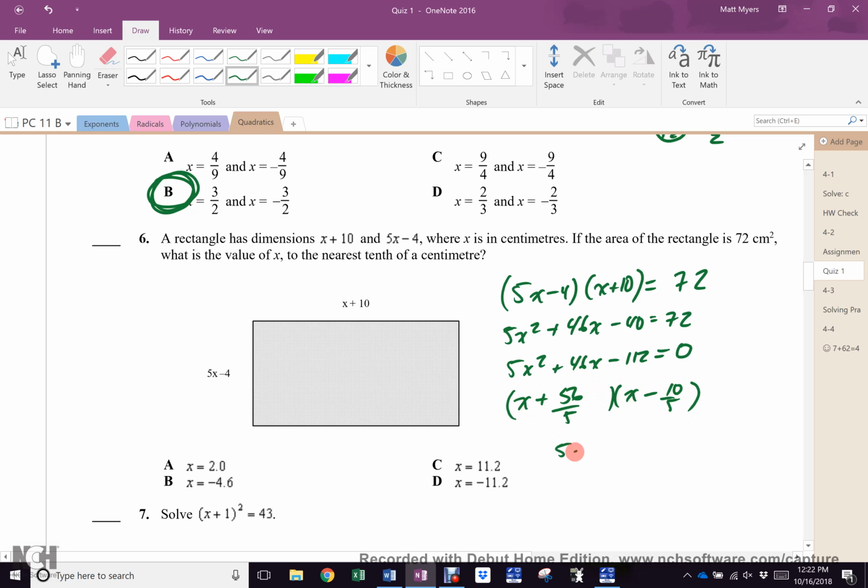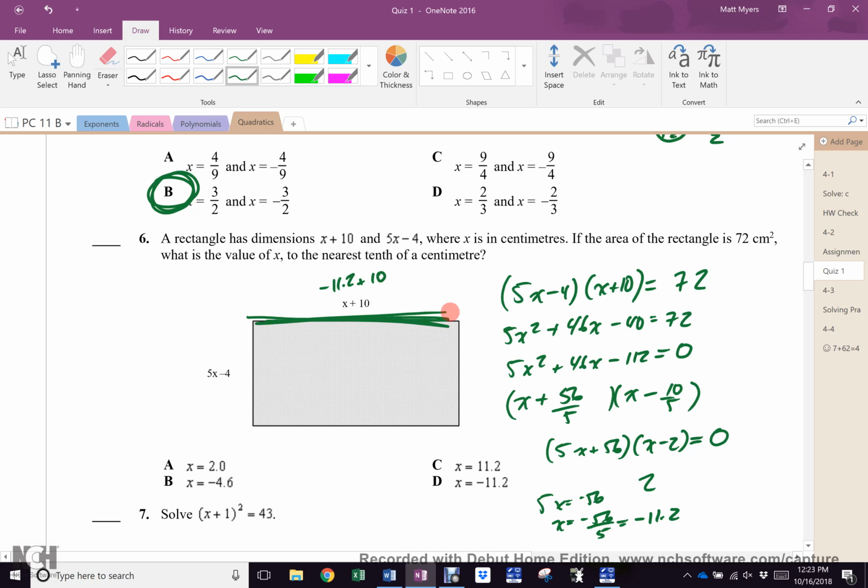Then you get 5x plus 56 and x minus 2 equals 0. Now, so then it has to be either 2 or this one, right? But when you do this one, it's 5x equals negative 56. x equals negative 56 over 5, which is negative 11.2. If x is negative 11.2, what is negative 11.2 plus 10? A negative number. Is it possible to have a negative distance? No, so it couldn't be that, so it had to be 2. A.